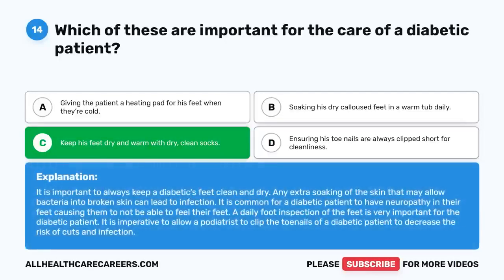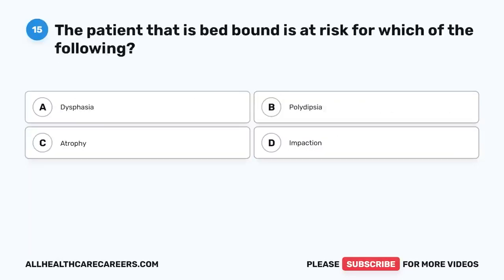It is important to always keep a diabetic's feet clean and dry. Any extra soaking of the skin that may allow bacteria into broken skin can lead to infection. It is common for a diabetic patient to have neuropathy in their feet, causing them to not be able to feel their feet. A daily inspection of the feet is very important for the diabetic patient. It is imperative to allow a podiatrist to clip the toenails of a diabetic patient to decrease the risk of cuts and infection. Question 15.